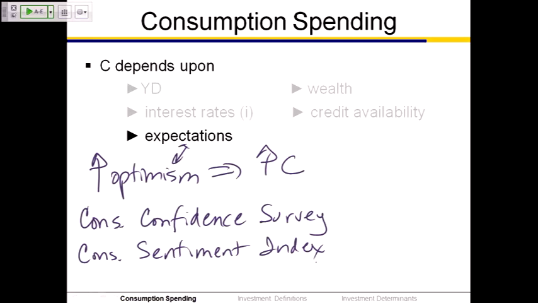When the Consumer Confidence Survey or the Consumer Sentiment Index, when either one of those increases, it leads to an increase in consumption spending because people who are more optimistic are likely to spend more. When either of these, and they tend to move together, decreases, then people are more pessimistic, and that leads typically to a curtailment, a decrease in consumption spending. So we've had 5. Consumption spending depends upon disposable income, wealth, interest rates, although we're not sure which way the interest rates effect goes, availability of credit, and expectations.